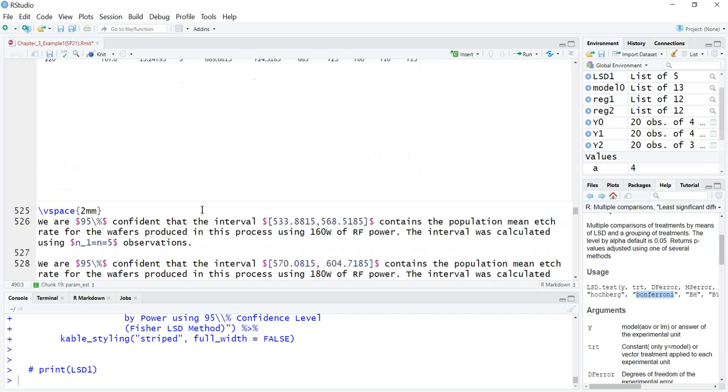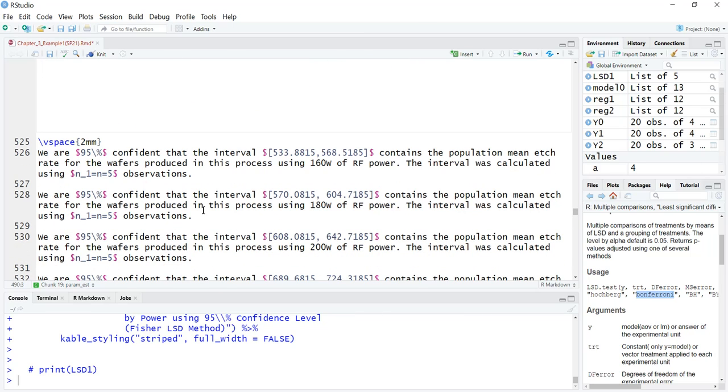Okay. So here are our interpretations for each one of these. Depending on what the question asks, you're going to have to interpret one or more of these confidence levels. So you do that here. And I've given you the verbiage for each one of these. We'll just talk about the first one. We are 95%. Of course, if you change to something different than alpha 0.05, you need to change this to 1 minus that. We are 95% confident that the interval from the lower value to the upper value contains the population mean etch rate for wafers produced in this process.